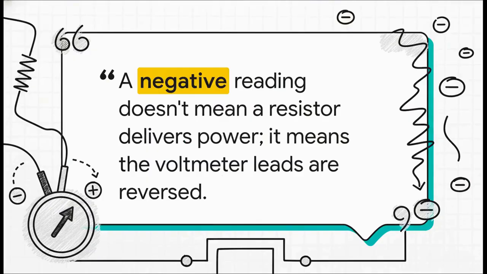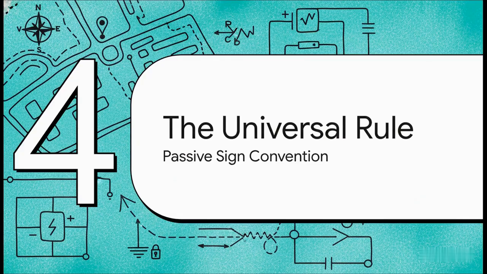This quote from a university lecture just nails it. Seeing a negative reading on your meter doesn't mean physics has suddenly taken a day off. It just means your tool is hooked up backwards compared to the labels you drew on your diagram. That negative sign isn't a mistake, it's information. So how do we use this information and not get confused? How do we make sure our map always leads us to the right answer?